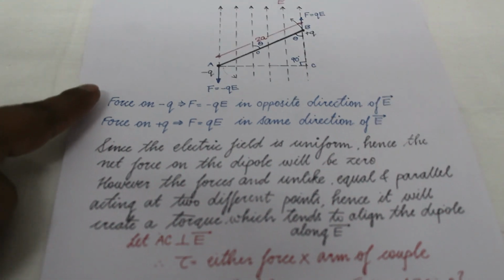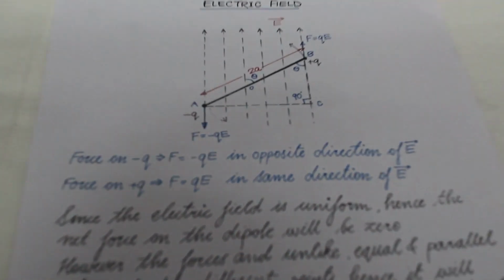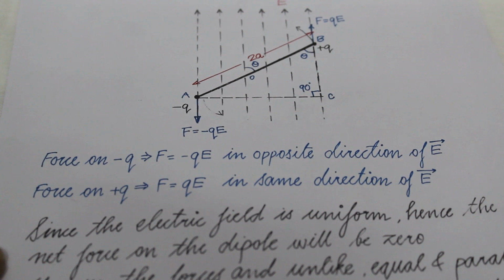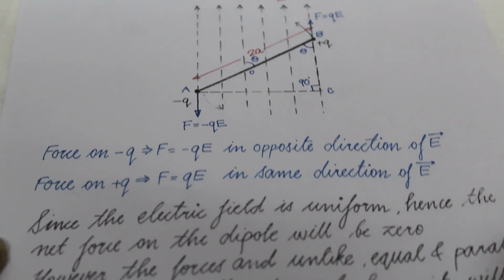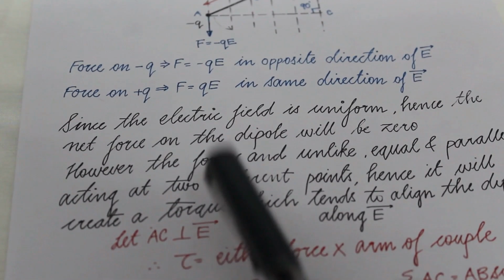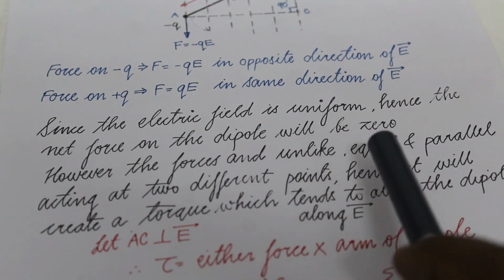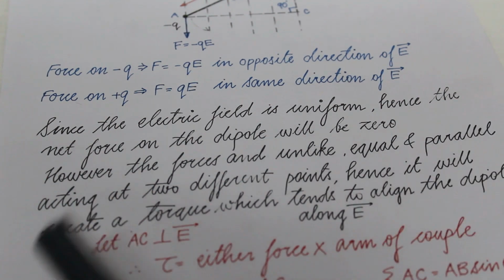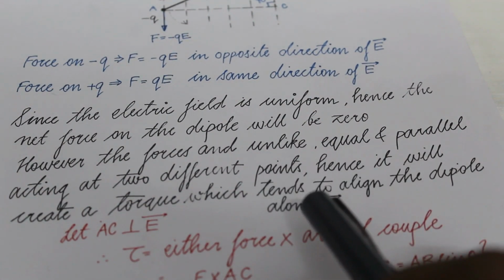So I have written force on minus q is F is equal to minus q E, in the opposite direction of the intensity of electric field. Force on plus q, F is equal to qE, in the same direction of external electric field, which I have already discussed. Now as I have discussed, the forces are unlike, equal and parallel, acting at two different points. Hence it will create a torque which tends to align the dipole along the external electric field.